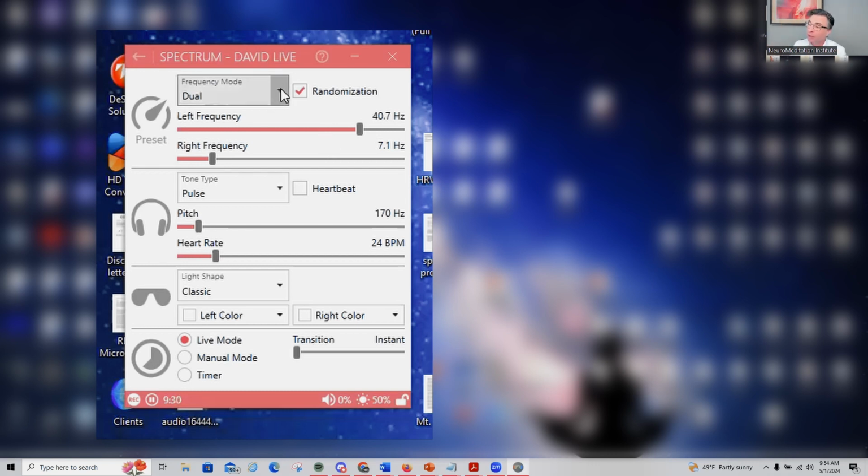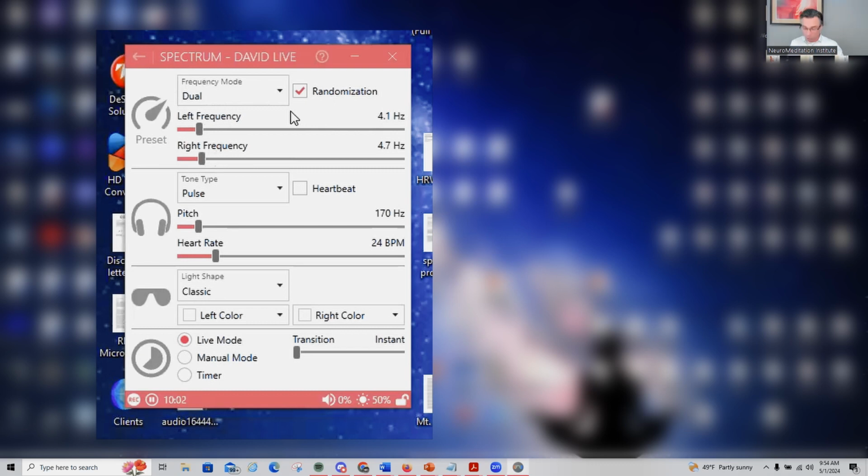Up here, this dual frequency mode, if you click on that, you can also see that there's a sync and an alternate. So this is something I wouldn't really mess with initially, but if you want to play with these, you can. I'm going to slow these down, both frequencies, so you can see more clearly what I'm about to show you. So I'm just going to put them both really low. It doesn't matter if they're exact for now or not.